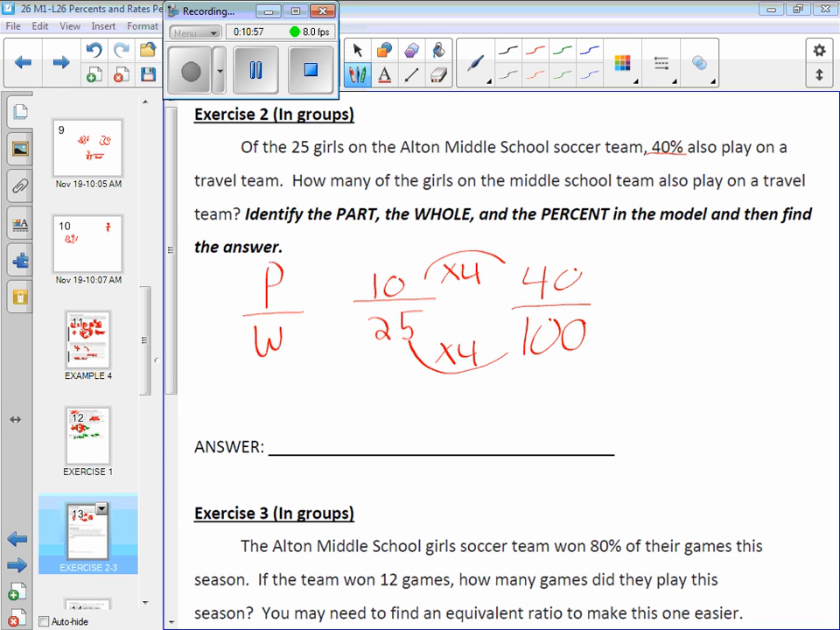Now again, you just have to be careful because I had kids this morning that when they put this answer in the answer line, they put 10%. It's not 10%, it's 40%. That 40% is 10 out of 25 girls that play travel. So it's 10 girls that play travel. Give them a round of applause. Good job.